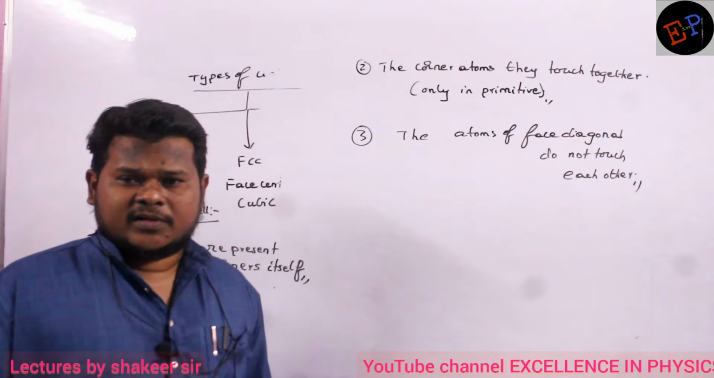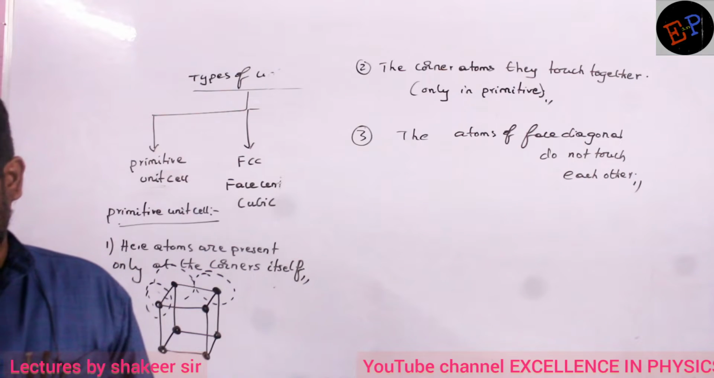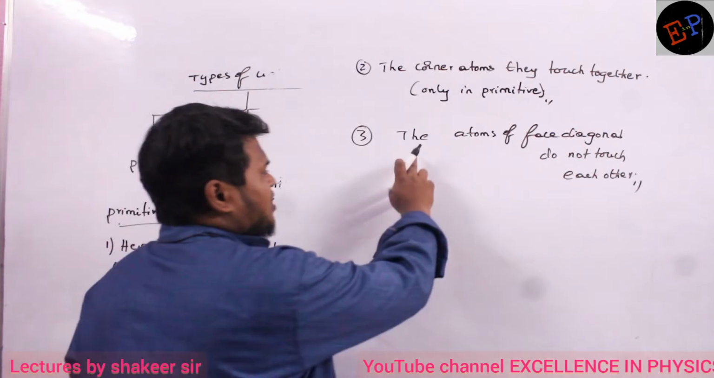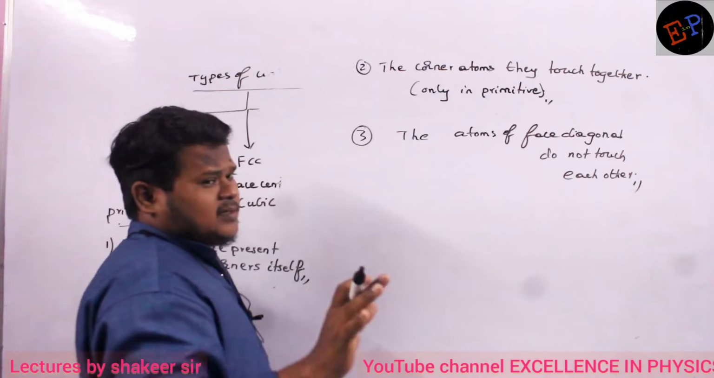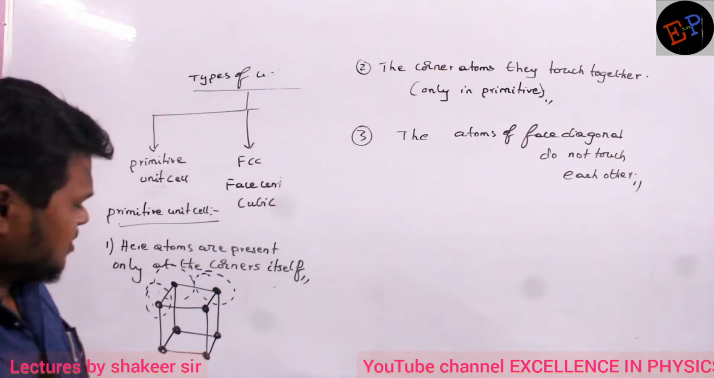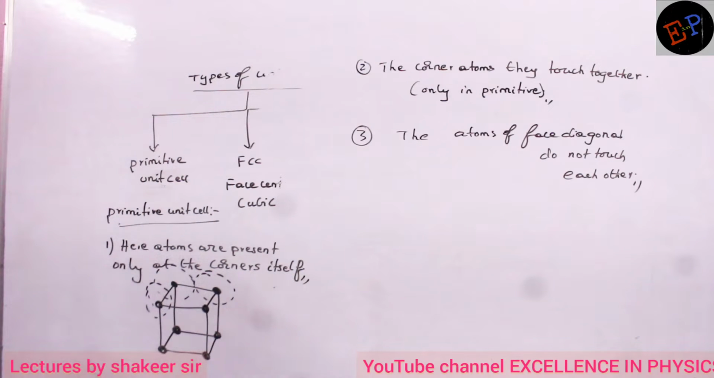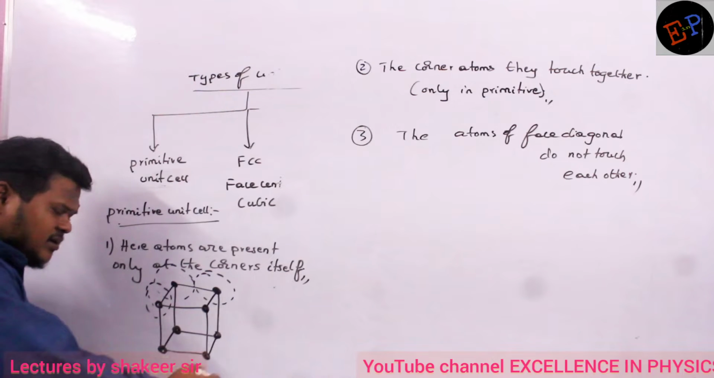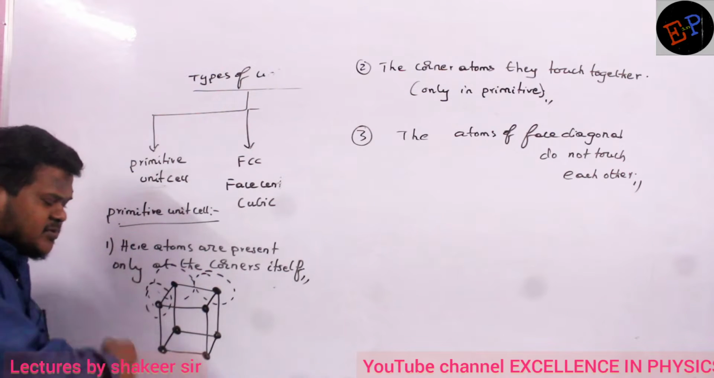Then half of our solid state discussion is completed. Are you able to understand, ma? So atoms which are present at the face diagonal do not touch each other. Now can you say what is meant by face diagonal? Ma? In this unit cell, in this cube, what is meant by face diagonal?